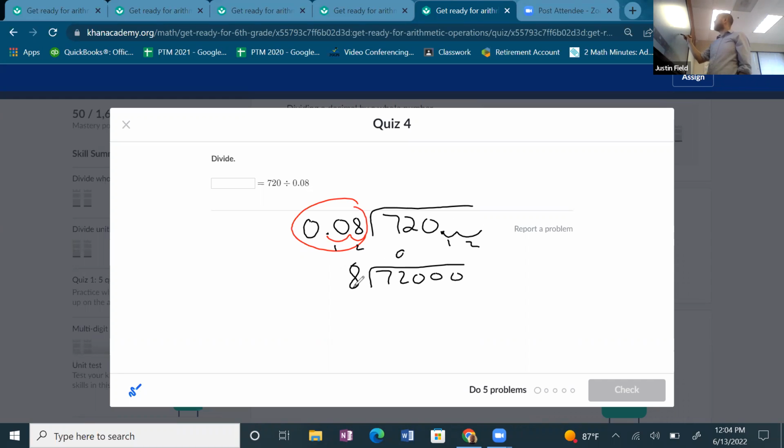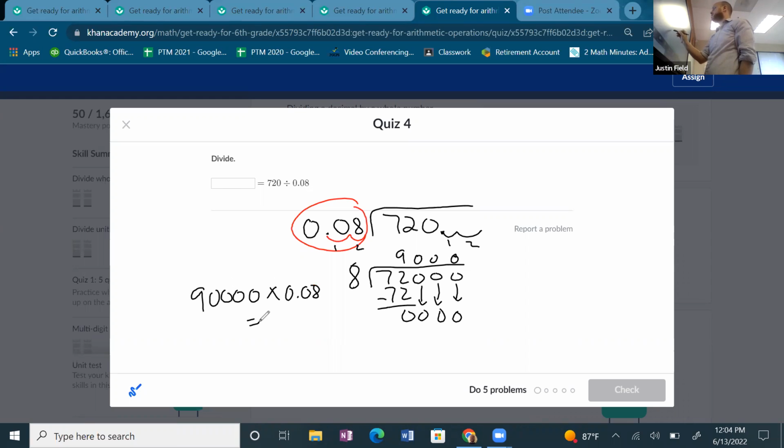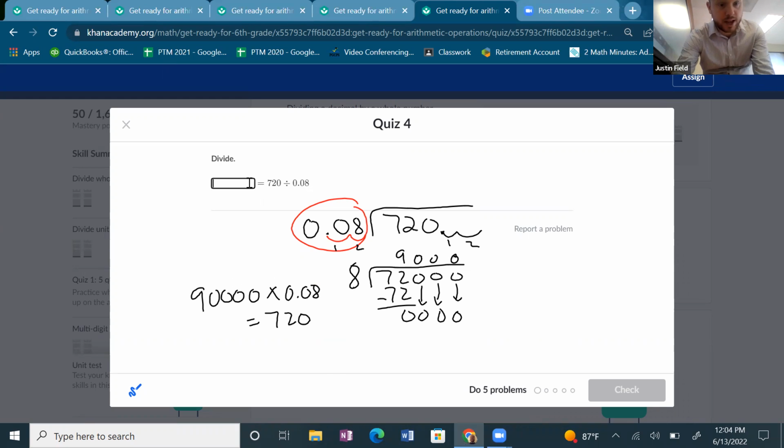8 goes into 72 9 times. And then 9 times 8. Oh, and that's 0. Down 0. It goes 0 times 0. So it's just going to end up here. 9,000. So if you divide 720 by 0.08, that means 9,000. So let's check that. That means that 9,000 times 0.08 equals 720. And I do believe that that's true.